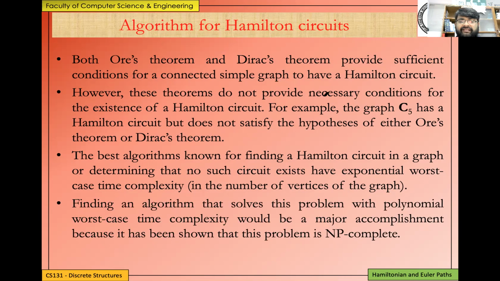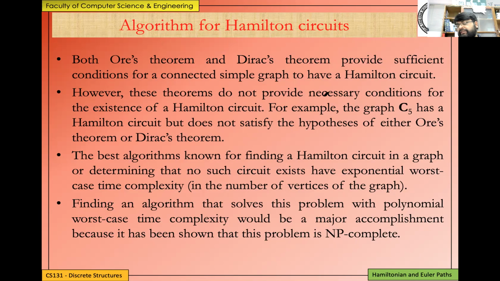So finding an algorithm that solves this problem with polynomial worst case time complexity would be a major accomplishment, because it has been shown that this problem is NP complete. Hence you probably don't need a heuristic solution here, you need an exact solution. And if you can find an algorithm that actually solves this problem with polynomial worst case time complexity, it would be a major accomplishment. And hence it's not an easy task. People have tried it for many decades now and it has not worked for them.